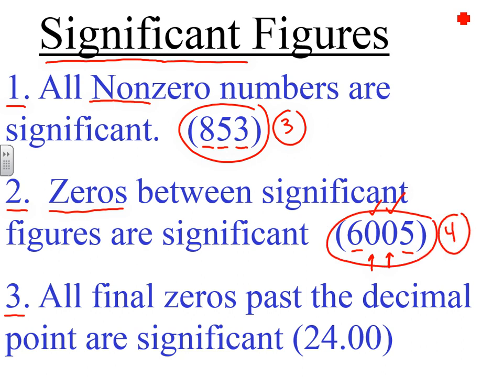Rule number 3 says that all final zeros past the decimal point are significant. Final zeros means that you have numbers, then a decimal point, and then zeros. These zeros are significant because they follow a decimal point and a number. So this is like saying my measurement is exactly 24.00. The reason you would mention these zeros is because you know the measurement this far out. Again, overall, here you have 4 significant figures.